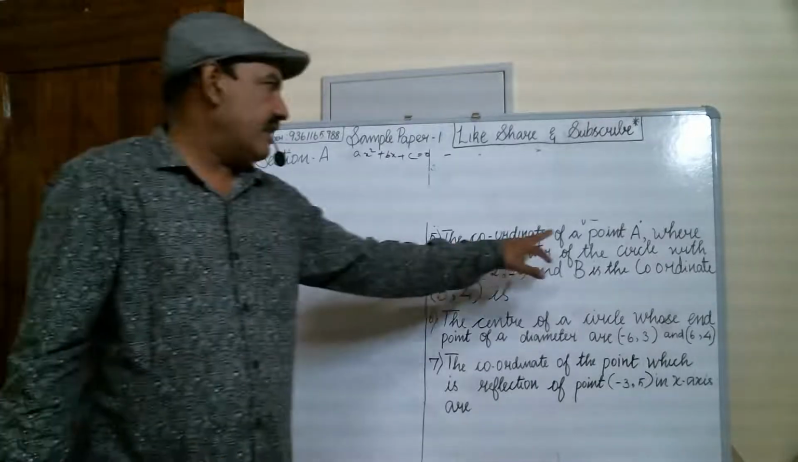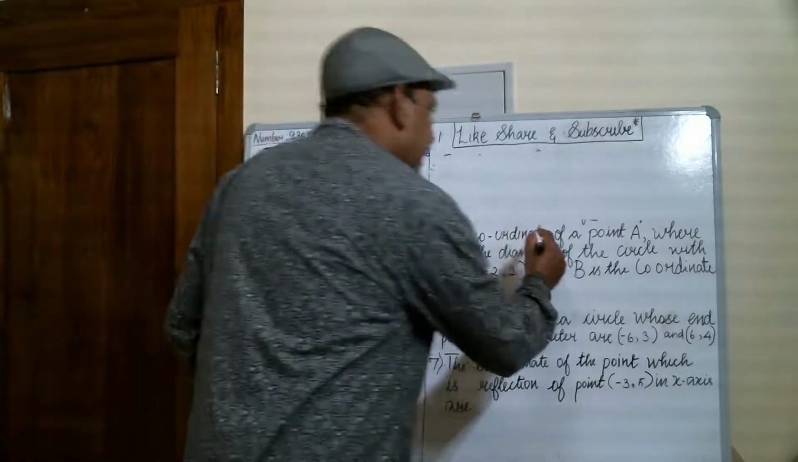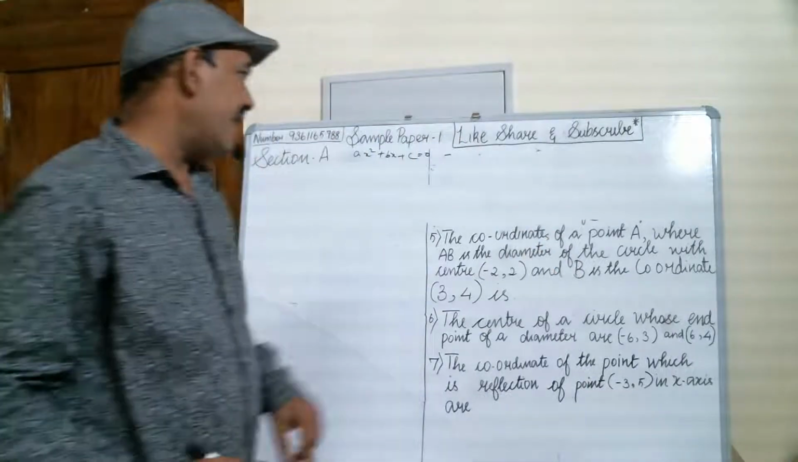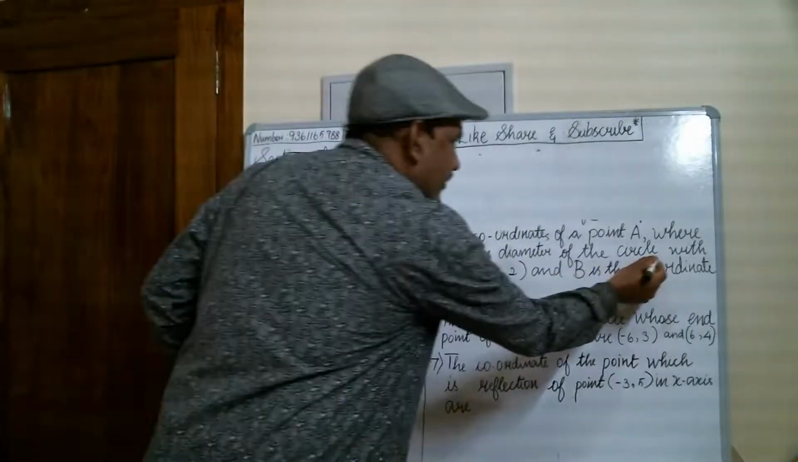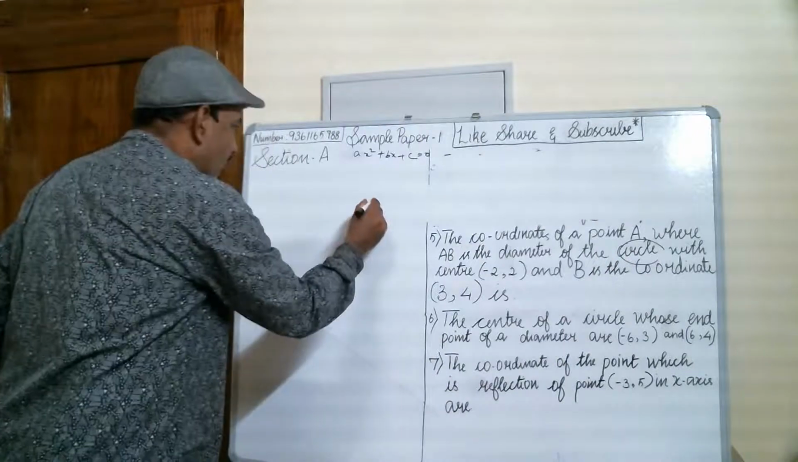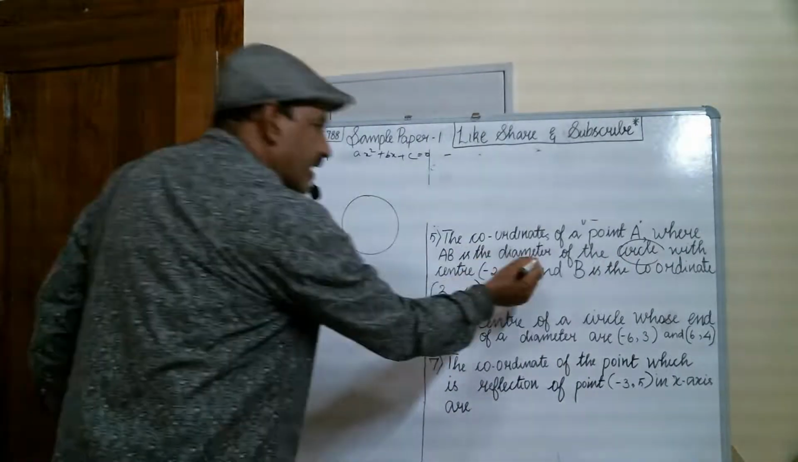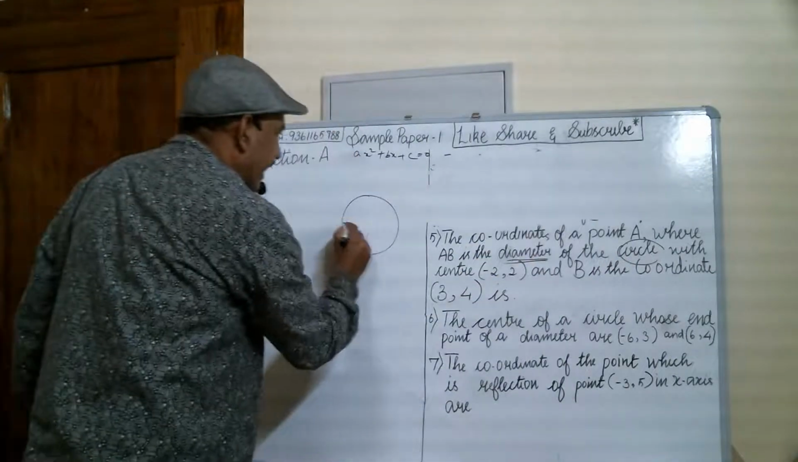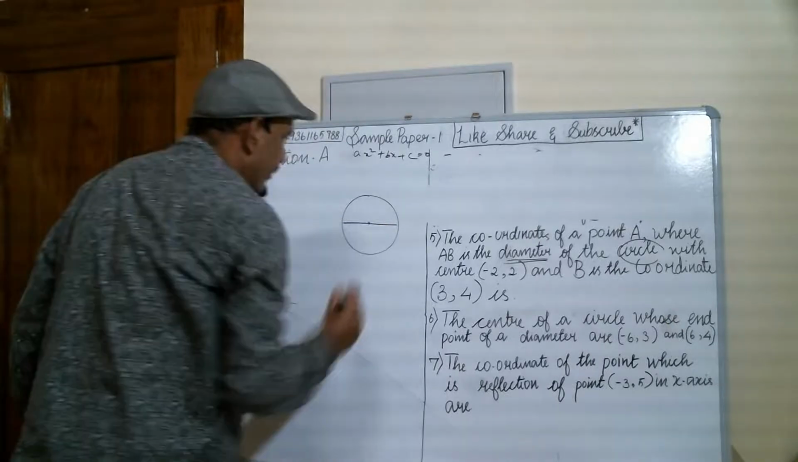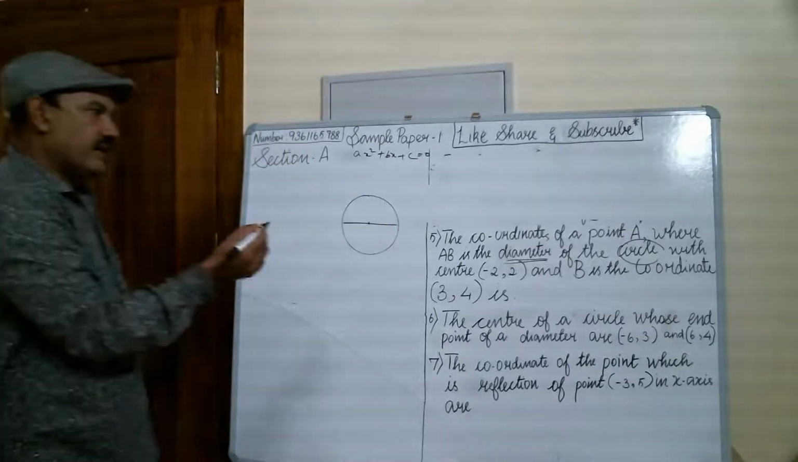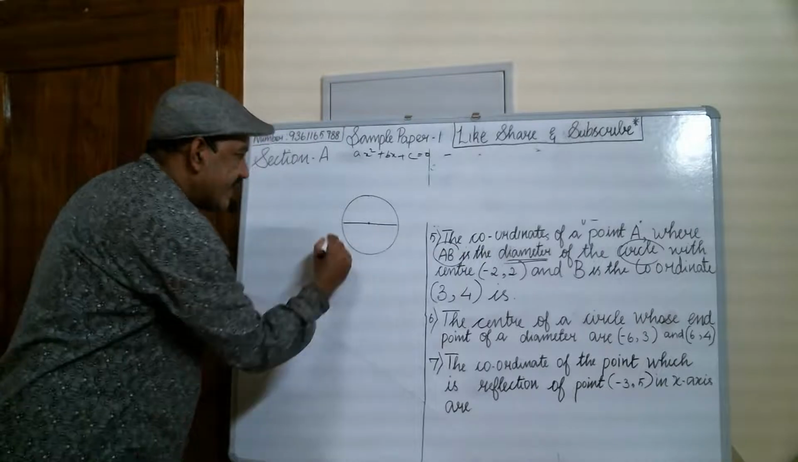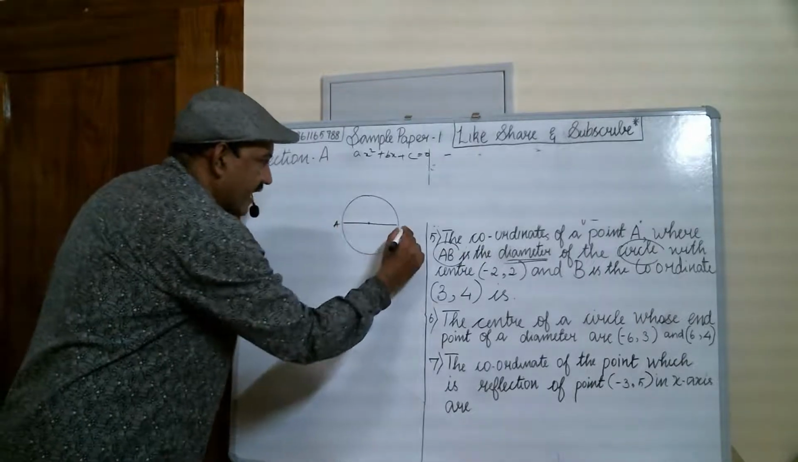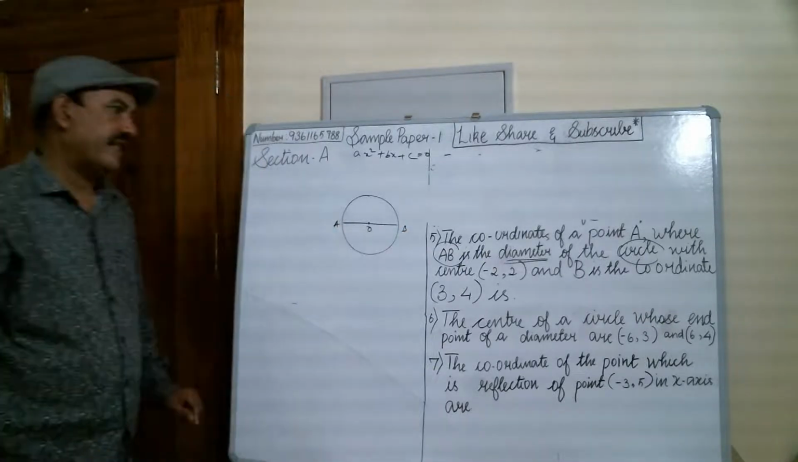The coordinates of a point A where AB is the diameter of a circle. So they have given a circle, so I am drawing a circle. They are talking about the diameter, so I am drawing a diameter. You know that the diameter will pass through the center. So they are saying that AB is the diameter. So I am mentioning AB here. Let O be the center of the circle.